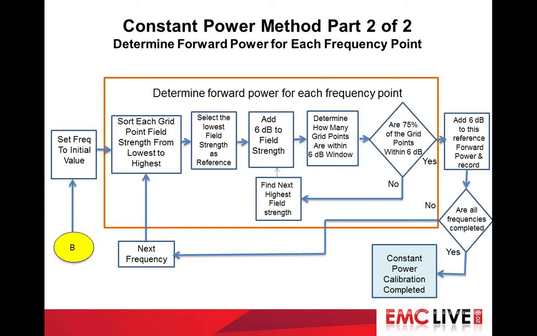First, sort the field strength reading of each grid point in ascending order. Next, select the lowest field strength as the reference. Using the selected reference point, calculate the difference for all other grid points. Start at the lowest value of the field strength and check if 75% of the readings are within 6 dB. If 75% of the grid points are not within tolerance of 6 dB, then start with the next highest reading. Stop the procedure when 75% of the grid points are within 6 dB. Of the 75% grid points within 6 dB, add 6 dB to the forward power. Use this forward power to set the field strength.